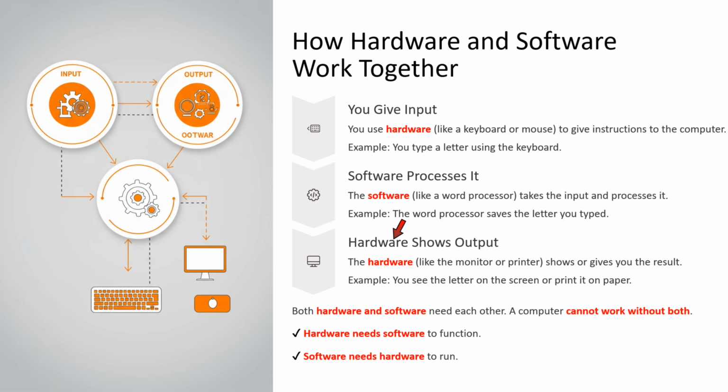The hardware, like a monitor or printer, shows or gives you the result. For example, you see the letter on the screen or print it on paper. Both hardware and software need each other. A computer cannot work without both. Hardware needs software to function and software needs hardware to run.